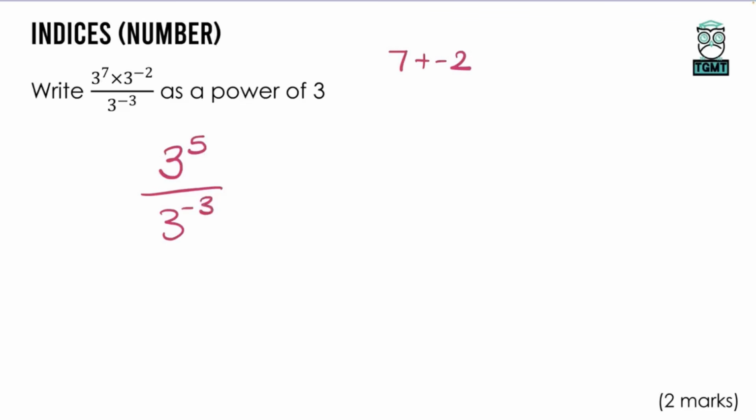Now, when we are dividing, we can subtract the powers. So the next calculation that we need to do is 5 take away negative 3. Again, you can type that into the calculator, but two negatives next to each other like this turn into a plus. So 5 add 3 would give us the power of 8. So we have 3 to the power of 8.